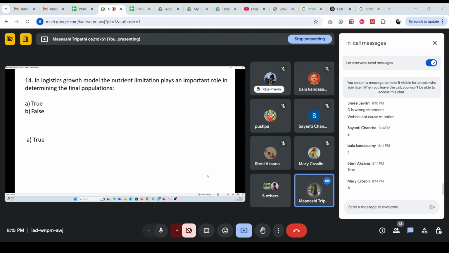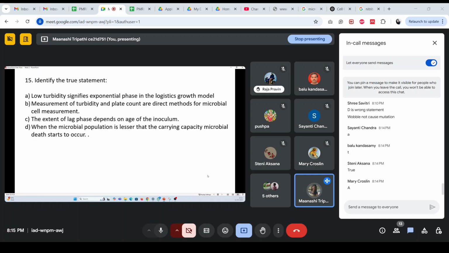so that we can determine the final population. So if there are fewer nutrients, the final population will be less. What will happen? The bacteria will eat each other to fulfill their nutritional requirements. So this is in the logistic growth model. This was very simple, so I'll just move forward.